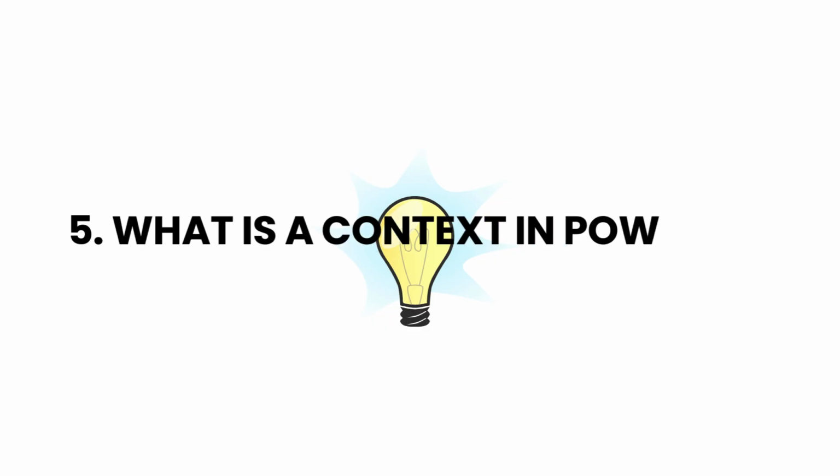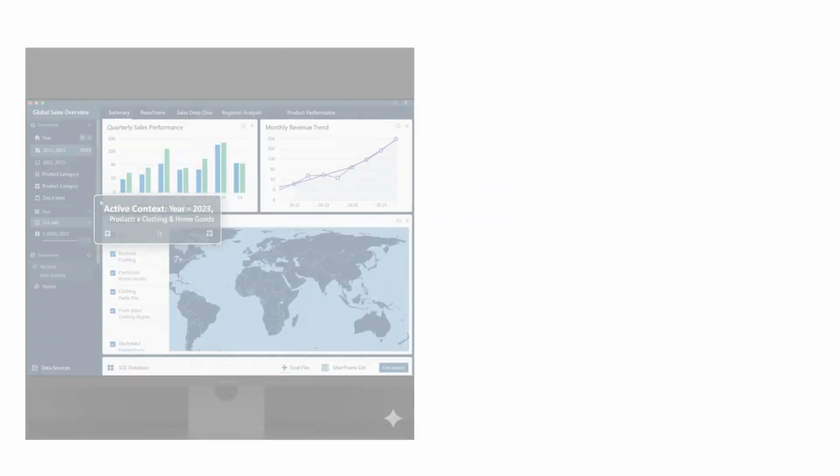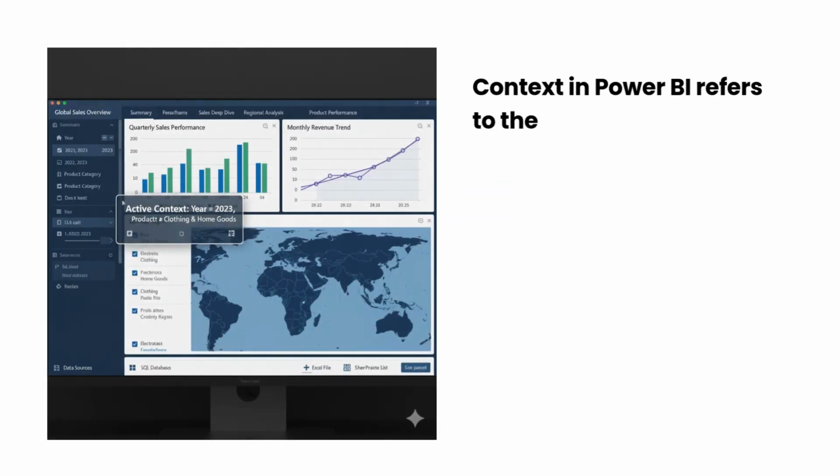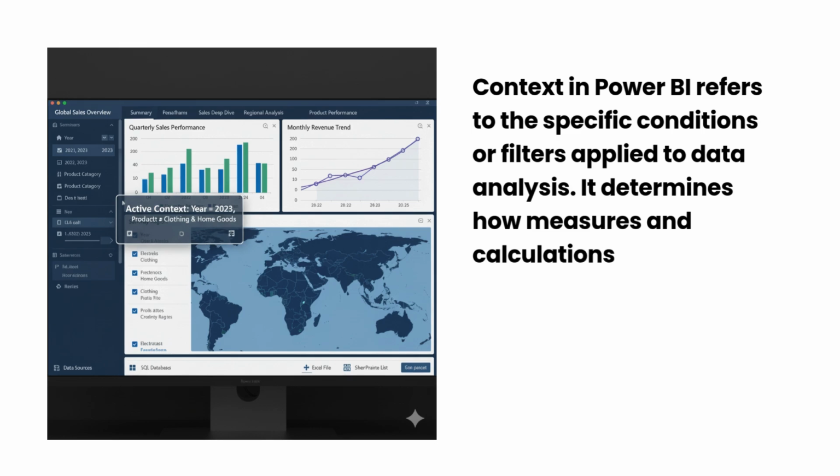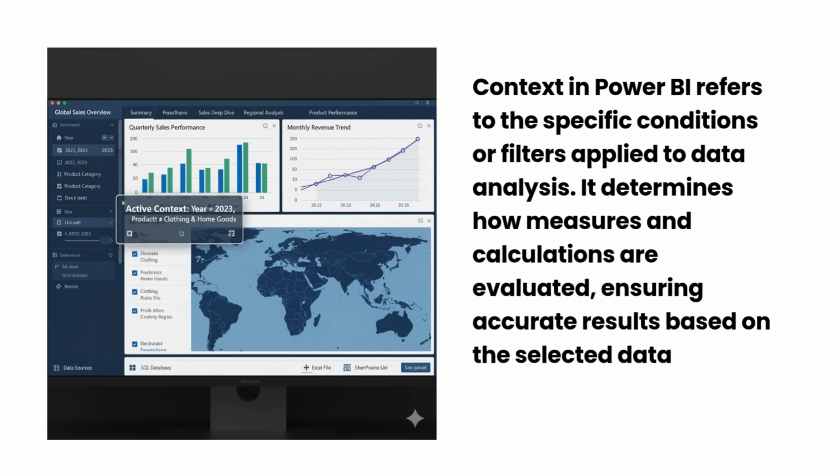5. What is a context in Power BI? Context in Power BI refers to the specific conditions or filters applied to data analysis. It determines how measures and calculations are evaluated, ensuring accurate results based on the selected data subset.